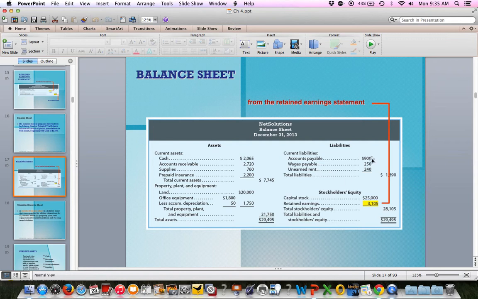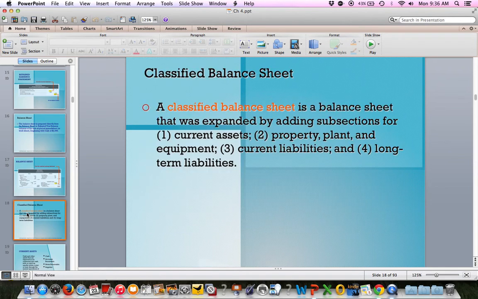And then I have my liabilities and my equity, and of course I balance $29,495 on both sides, and that retained earnings number comes from my statement of retained earnings. And so we classify our balance sheet, and we do that by separating it out into different categories. We classify assets and liabilities based on their duration, basically 1 year or less or more than a year. So anything that's 1 year or less is a current asset or a current liability. Anything that's more than a year is long-term, either asset or liability.